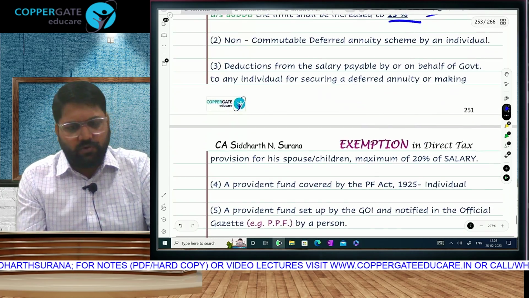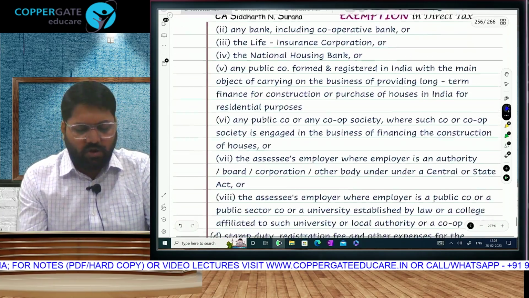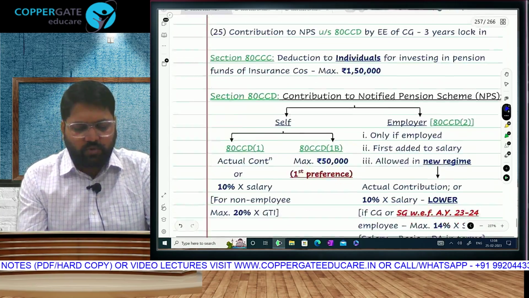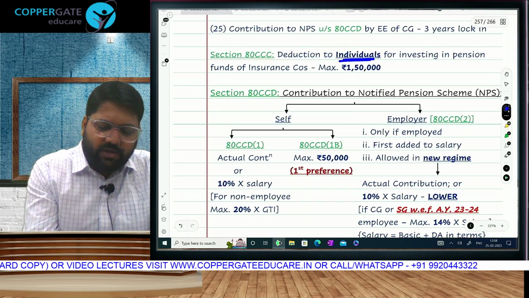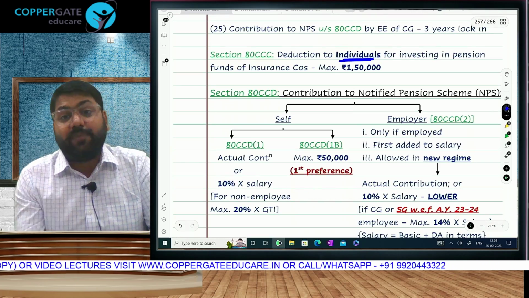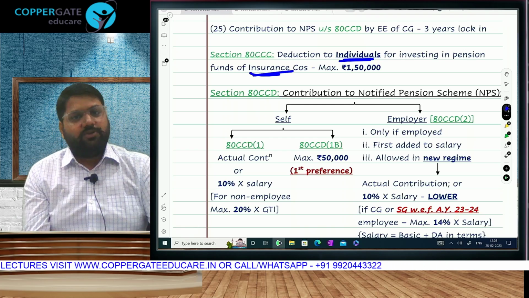Other points, in the full course lecture we have already marked which ones to pay attention to and which not to. So you all already know it's a long list. Next is 80CCC, only for individuals, for investing in a pension fund of an insurance company. Pension fund of a mutual fund company is already covered in 80C.